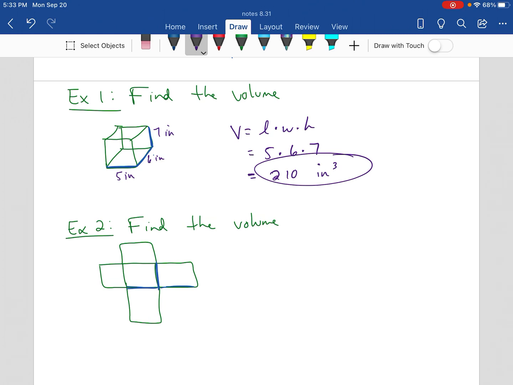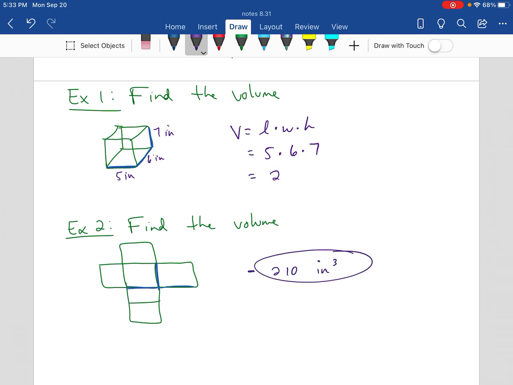Now I want you to find the volume given a net. If you look at this net, this is also the net to a cube. It does look different than the net I gave you previously. Again, there are multiple ways to unfold a cube. This is just one of them.